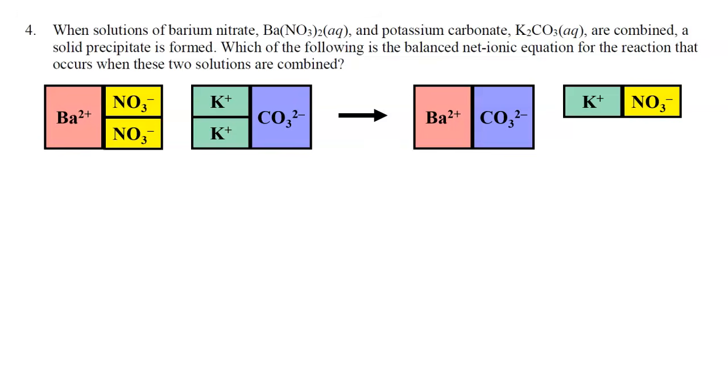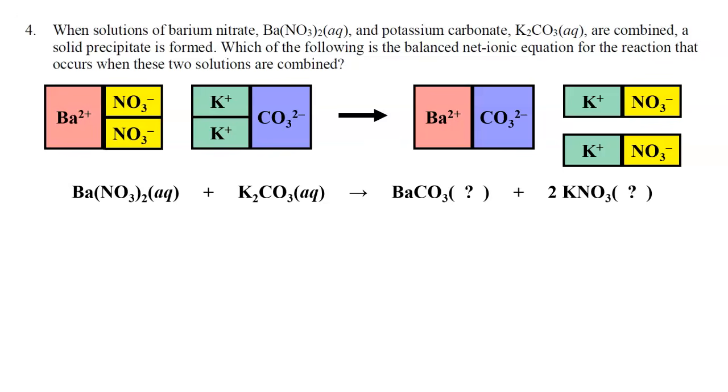In other words, to balance the total number of potassiums on the left and the right, and the total number of nitrate ions on the left and the right, there's going to be a 2 as a coefficient in front of the potassium nitrate. So here is my balanced equation for this chemical reaction.